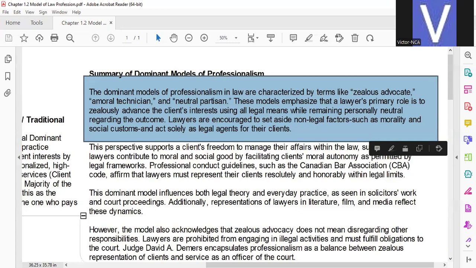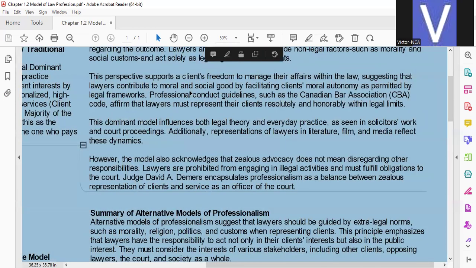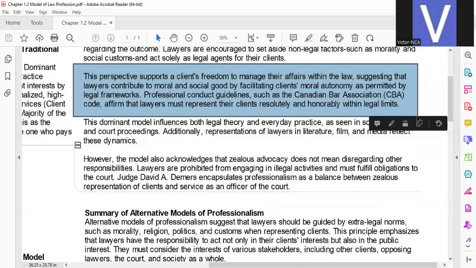Also, lawyers are encouraged to set aside any non-legal factors such as morality and social customs and act solely as legal agents of their clients. This perspective, in turn, supports client freedom, where the client is the one to manage their affairs within the law. This also suggests that lawyers do contribute to moral and social good indirectly by facilitating clients' moral autonomy, as permitted by the legal frameworks.